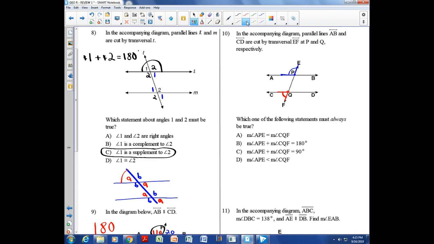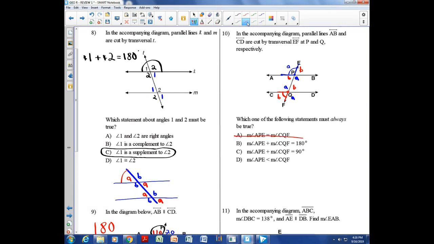You might also want to do your AABB. That's fine. Put an A, and then put your B's in. B, B, B, B. And you can see that angle APE is represented with an A, and angle CQF is represented with a B. So they're clearly not equal to each other.